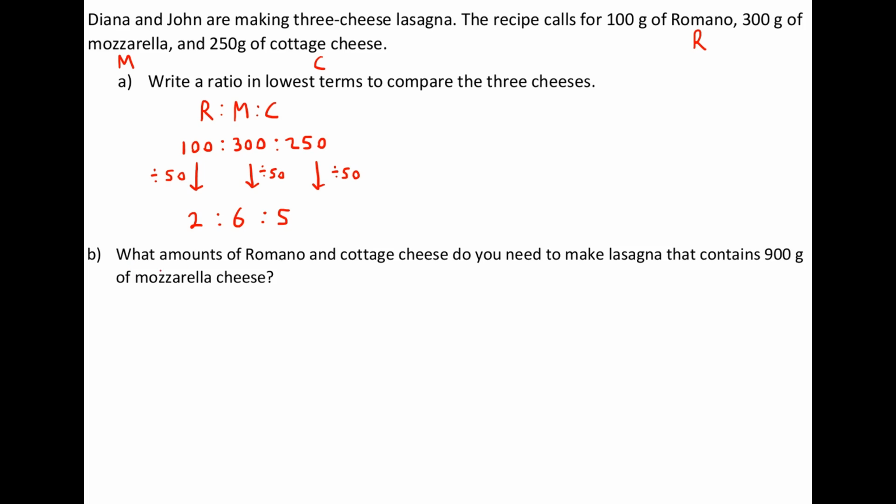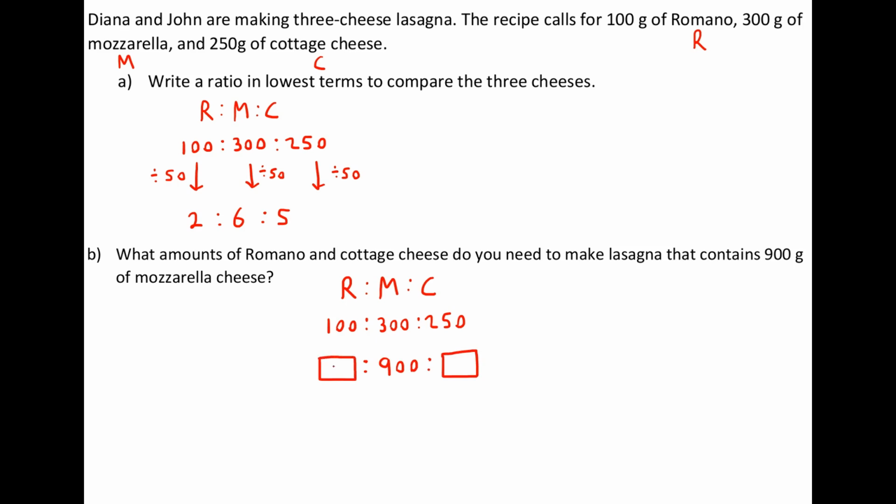Now when I look at B, it asks me, what amount of Romano and cottage cheese do you need to make lasagna that contains 900 grams of mozzarella cheese? So once again, for this question, we realize that Romano to mozzarella to cottage cheese, we know the initial amounts. So the initial amounts were 100 to 300 to 250. And now it asks me how much Romano and cottage cheese I need to make a lasagna if it contains 900 grams of mozzarella. Well, I simply know that I have 900 mozzarella here.